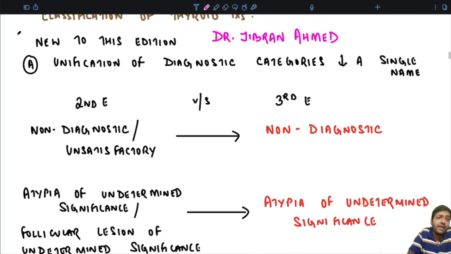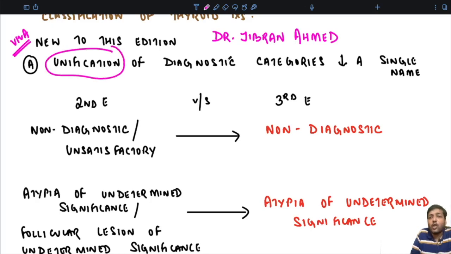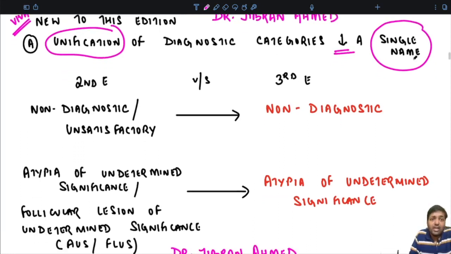So what is new in this particular edition? This is a very important exam viva question. So what is new in the third edition of the Bethesda? There has been a unification of the diagnostic categories under a single name. So what is the difference?